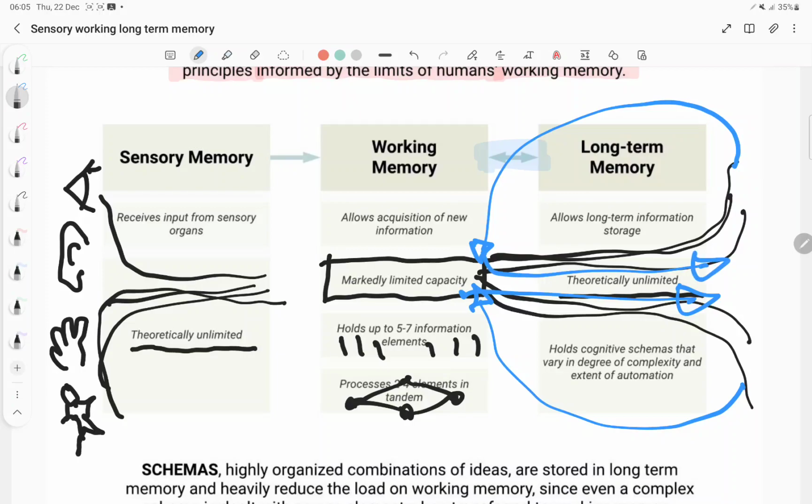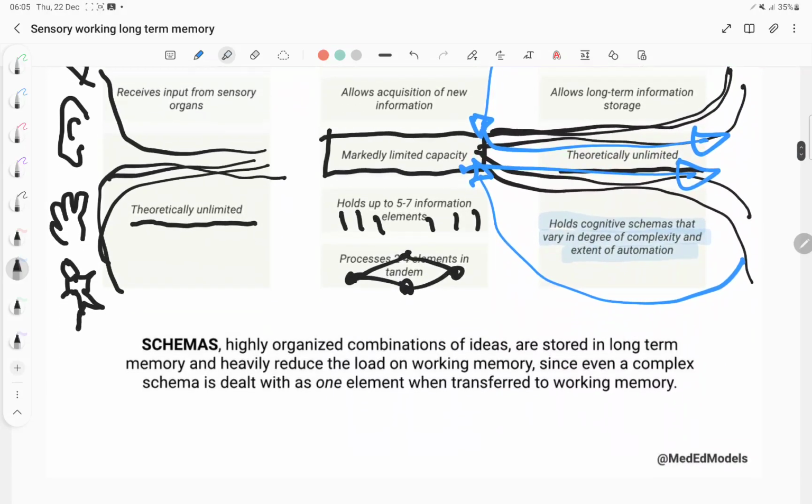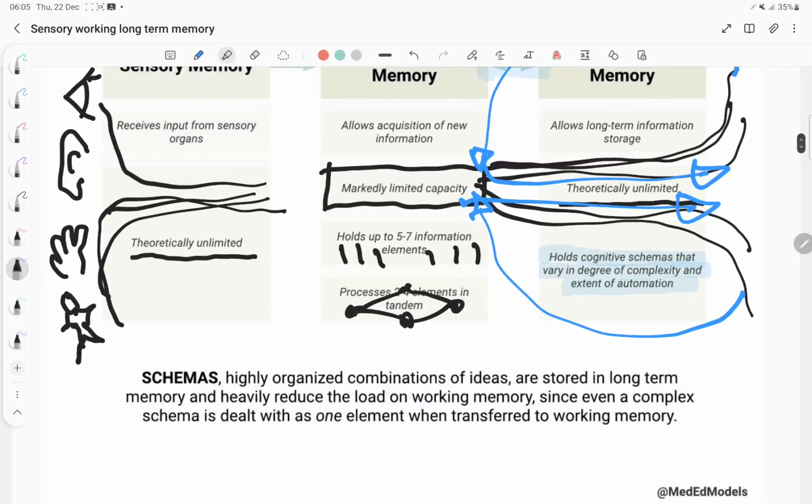But now the next key thing you've got to note about it is they say that it holds, and I'm going to do it in blue again, it holds cognitive schemas that vary in degree of complexity and extent of automation. Those are two key terms, right? Now, a schema is a highly organized combination of ideas, right? It's like your maths and your biology and your history. It's kind of structured knowledge. It's not point by point by point, right?